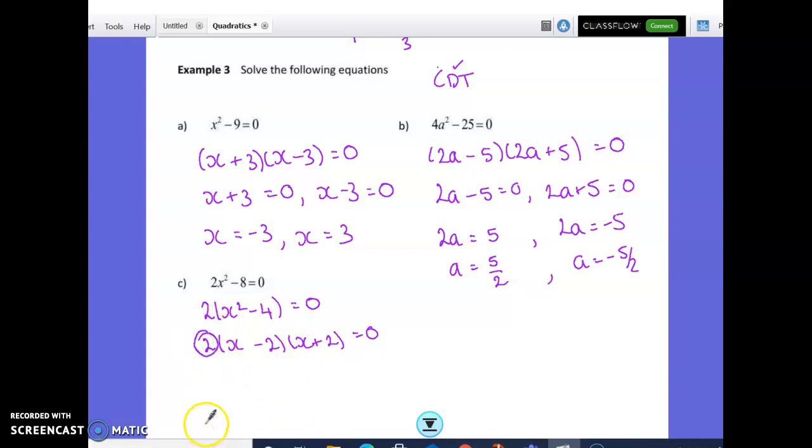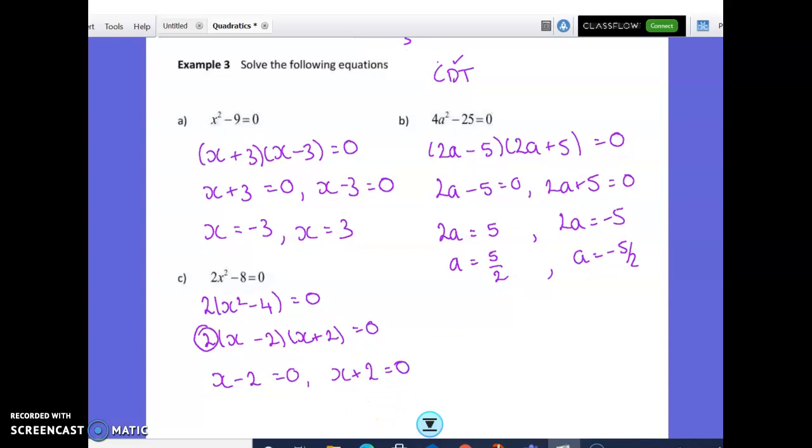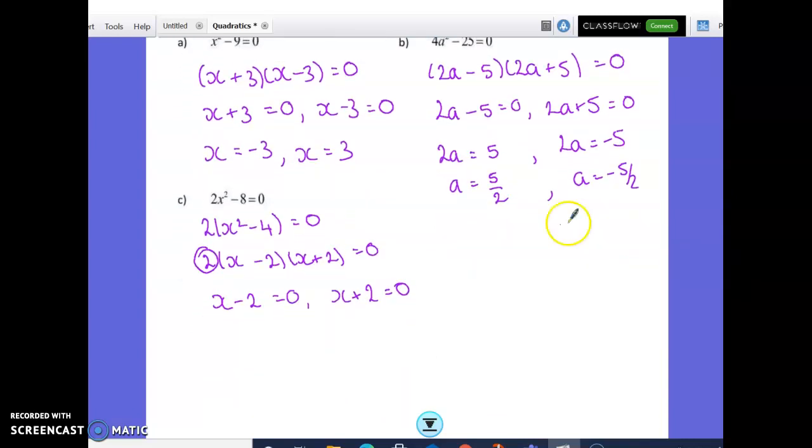Now see this 2 here outside the bracket? It makes absolutely no difference. I could take that to the other side, do 0 divided by 2 and get 0. So I can completely ignore that. I'm only interested in what is inside the brackets. If we have a letter outside the bracket, if our x is outside the bracket, then we need to consider it as one of our roots. If it's just a number, we just ignore it.